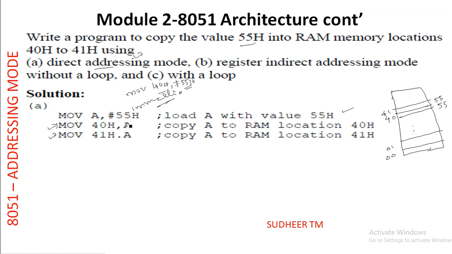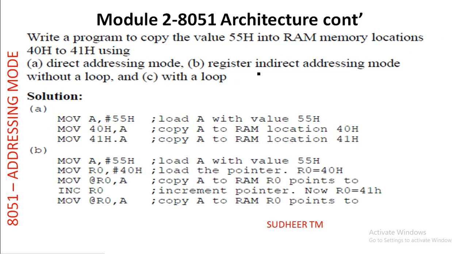So here our condition is satisfied. The direct address is mentioned here. So MOV 40h, A: the 40 address is directly mentioned, and the content of A, the accumulator, is copied. What is A? It is 55. Also 41h is copied with the accumulator. So the direct addressing mode condition is satisfied here. Solution to the first. Now register indirect addressing mode.